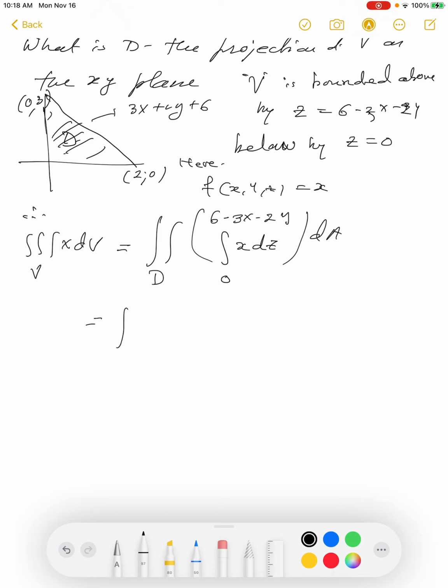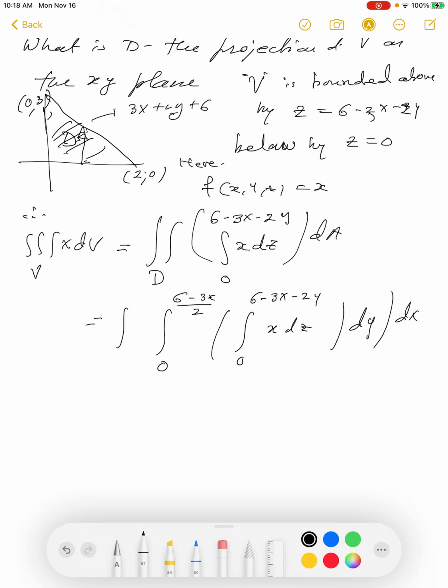So what will that be? Now if you are integrating on the triangular region, you can see this region as a region of type 1. So you integrate 0 to, the top will be 6 minus 3x by 2. That's the curve y equal to 6 minus 3x by 2. Now let me write the inner thing. This is 6 minus 3x minus 2y, x dz. Then this is dy, and then at the end you get dx, and x will go between 0 to 2.